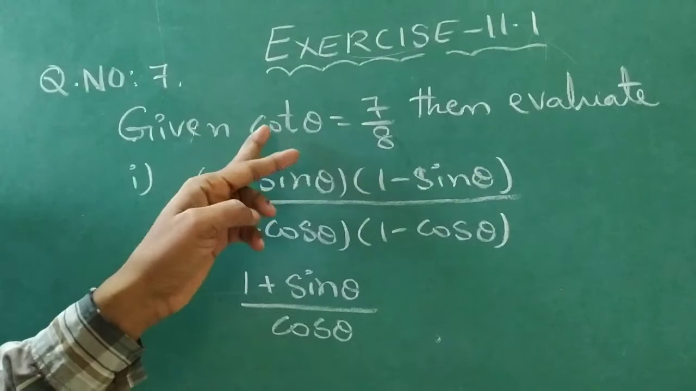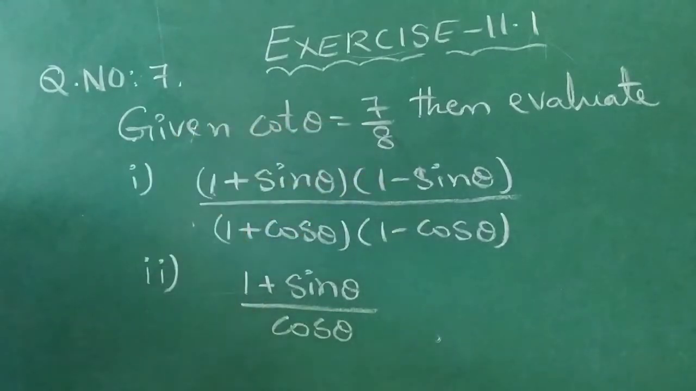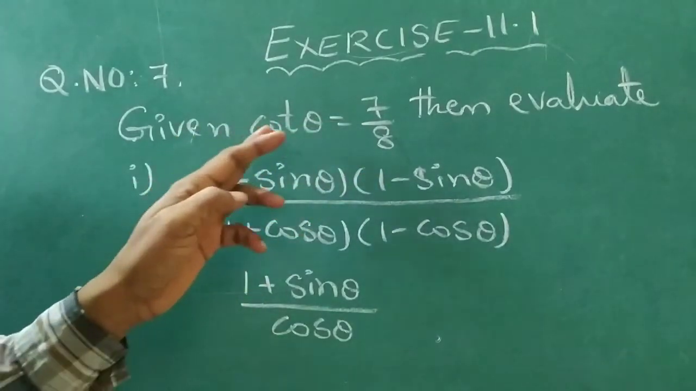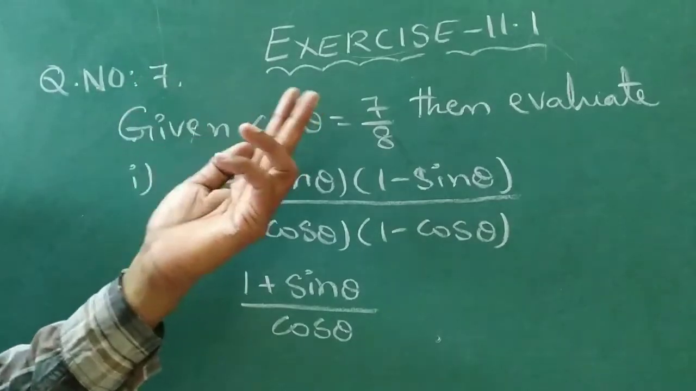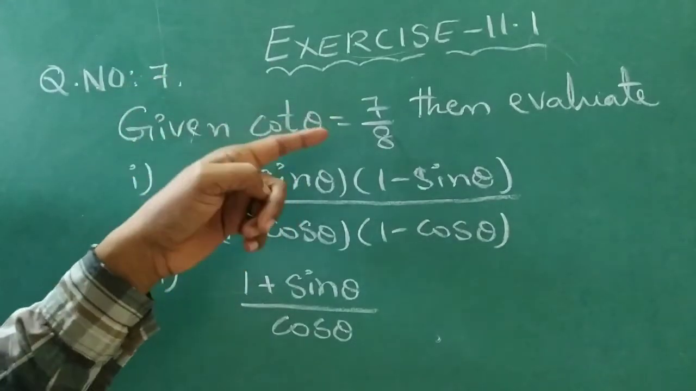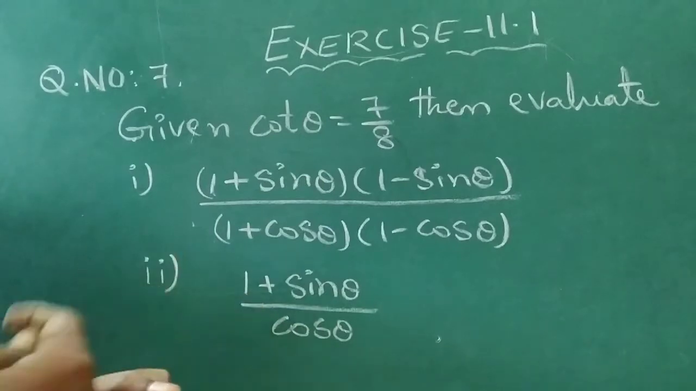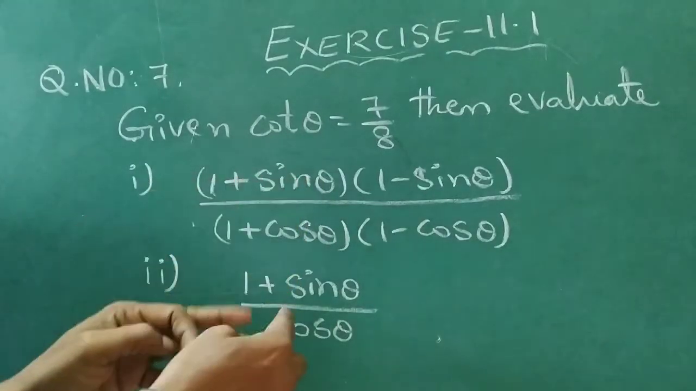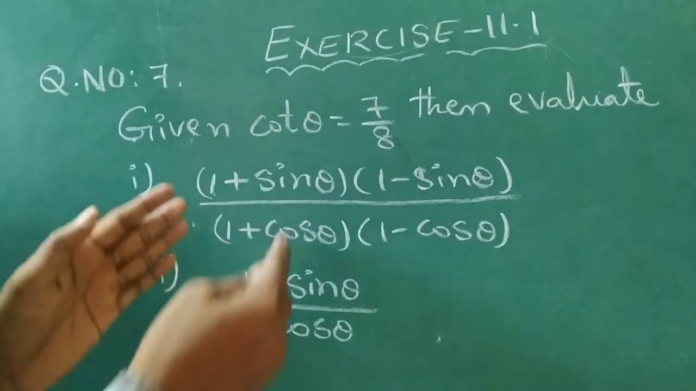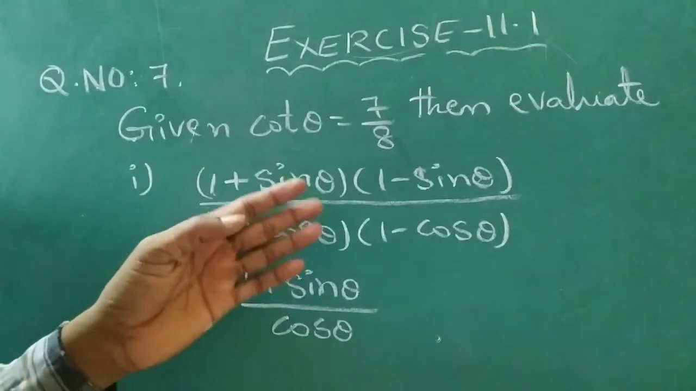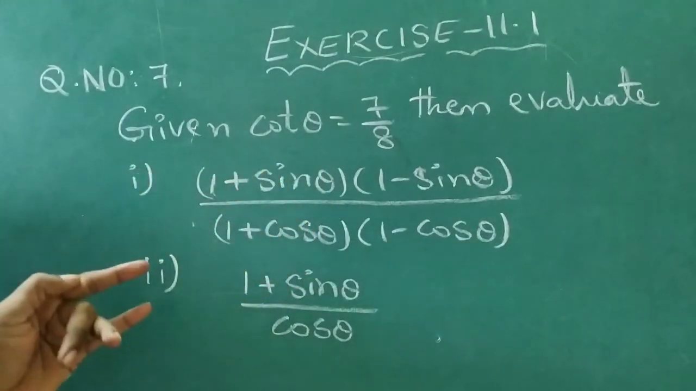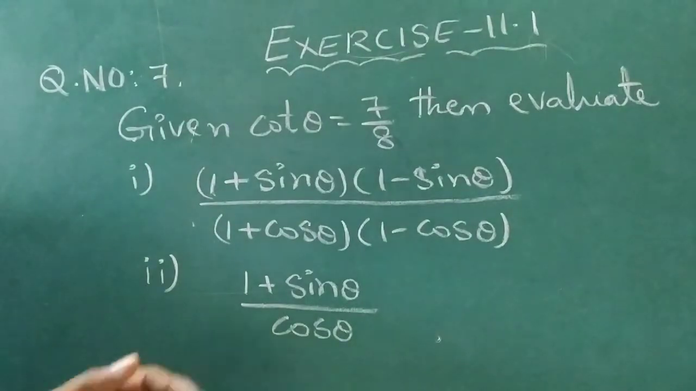Here it is given cot theta equals 7 by 8. What is cot? Adjacent side to theta by opposite side to theta. Here we need to find the hypotenuse. Then next, we have to find what is sine and what is cos. Substituting, we can get these values, and we get the first problem and the second problem. Let us see the solution.